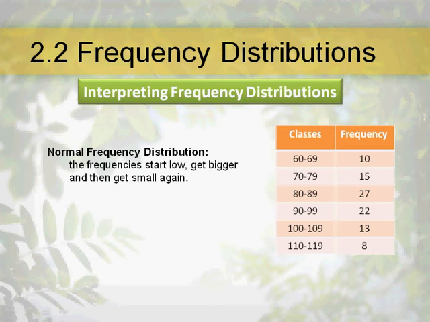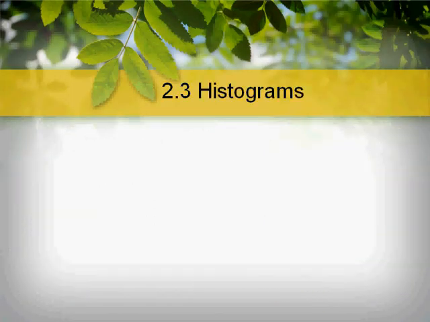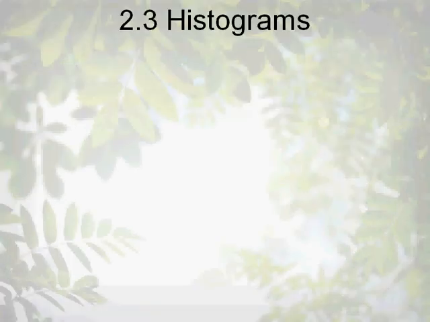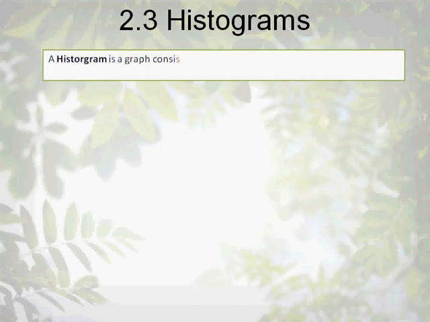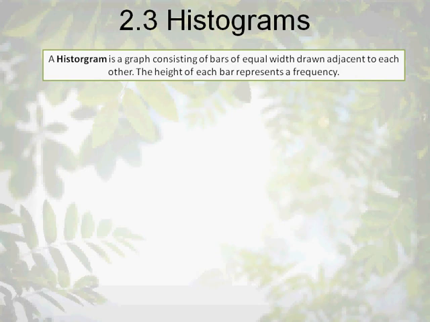Section 2.3: Histograms. A histogram is a graph consisting of bars of equal width drawn adjacent to each other. The height of each bar represents a frequency. The width of each bar corresponds to a class width of a frequency distribution.